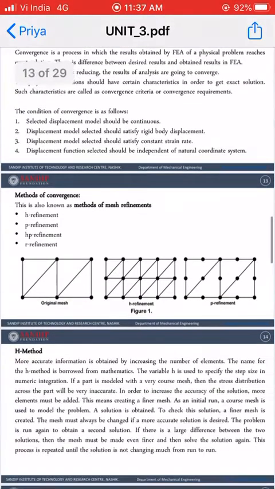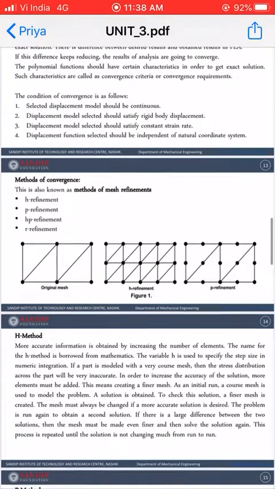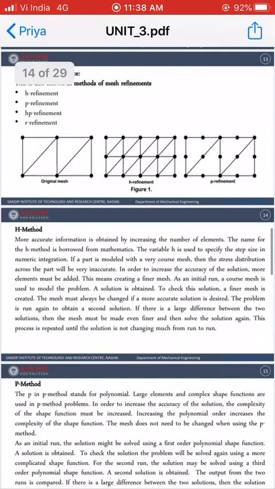Then we have discussed in the previous lecture the methods of convergence, H refinement and P refinement. For H refinement, as we know, it is nothing but a step size, so it means we need to increase the number of elements for the given mesh. If we want to increase the accuracy of the solution, we need to increase the number of elements. So by increasing the number of elements, you will get accurate solutions or a more converged solution towards the exact solution.